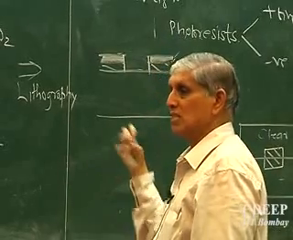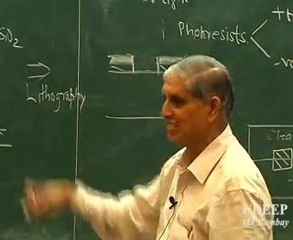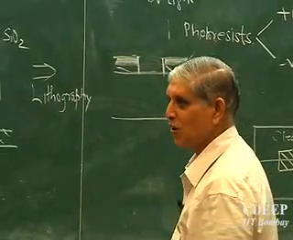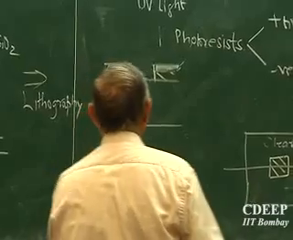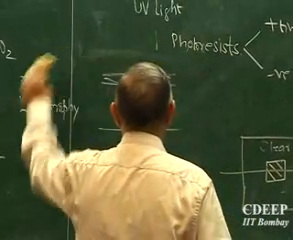Now I remove this resist. This is called a stripper. You must have another solution with which even hardened resist can be etched. That is called a stripper, another organic material which will remove this resist.